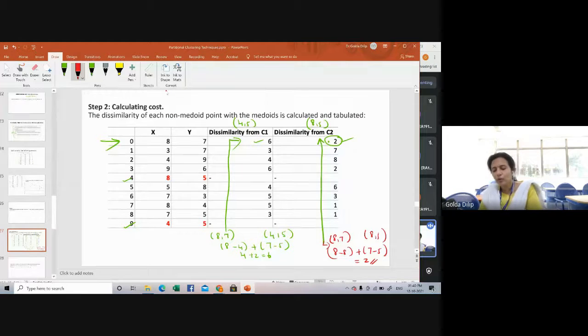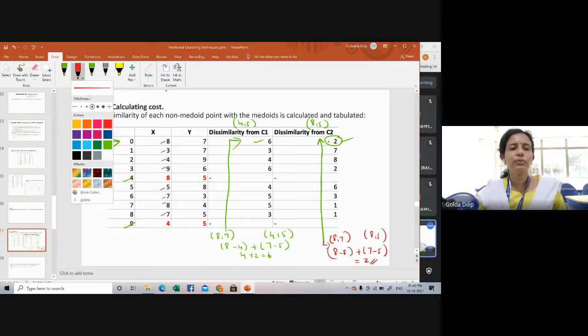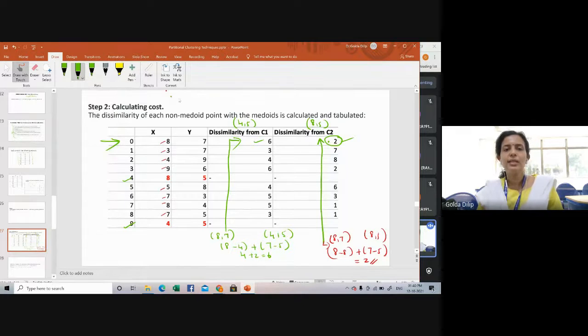Similarly, compute for all the objects. For each object, compute the dissimilarity of each non-medoid point with the medoid. These are all the non-medoids. I hope you have made a note of it in your notebooks, those who are listening in the class. Then I'm coming to the next step.